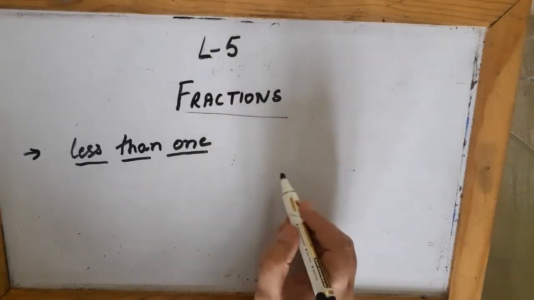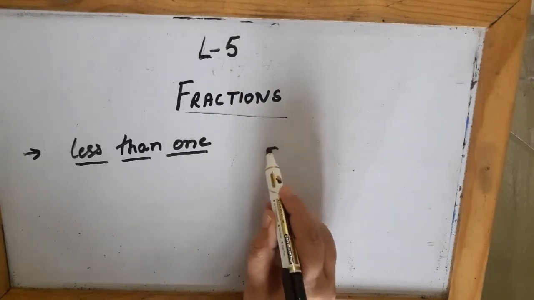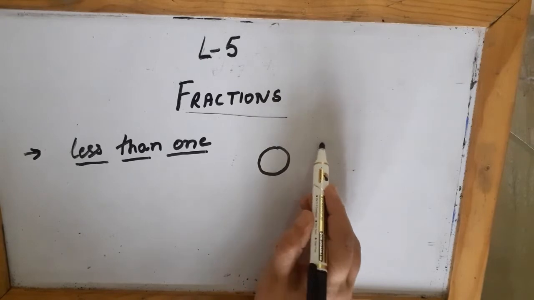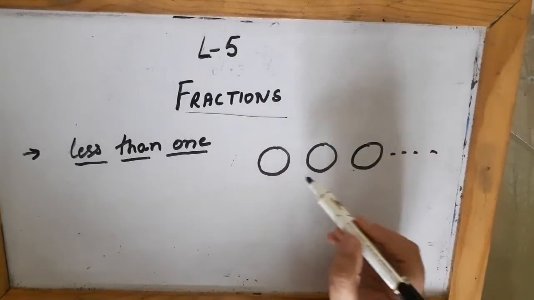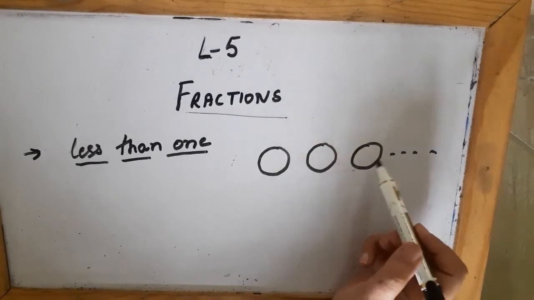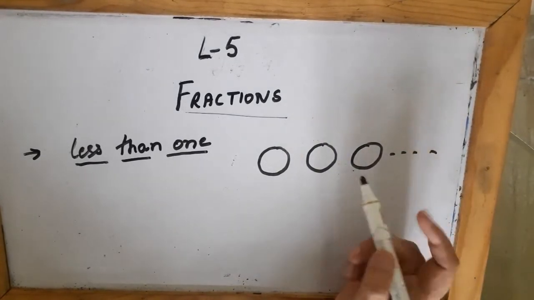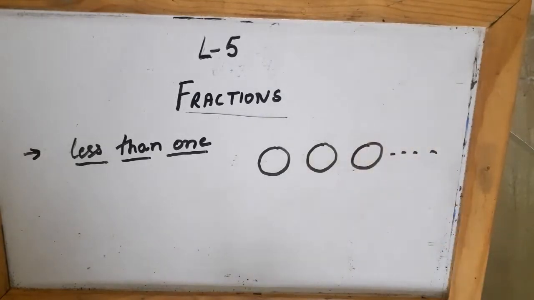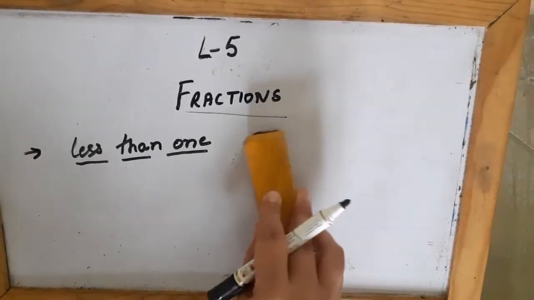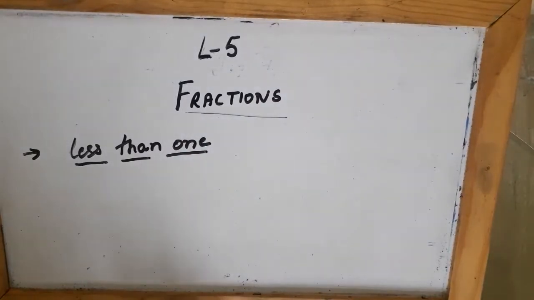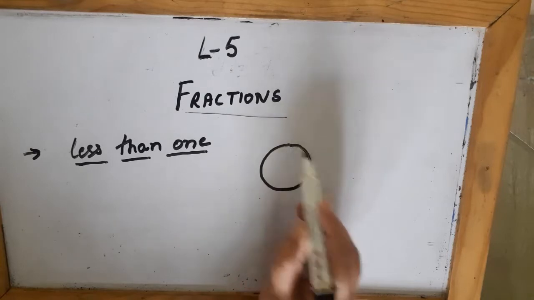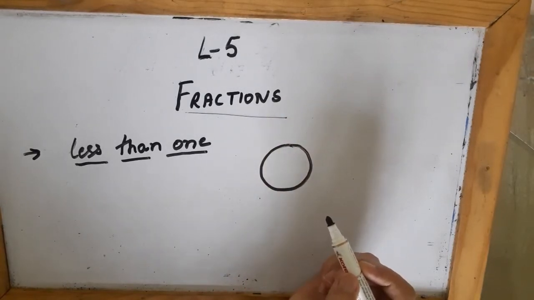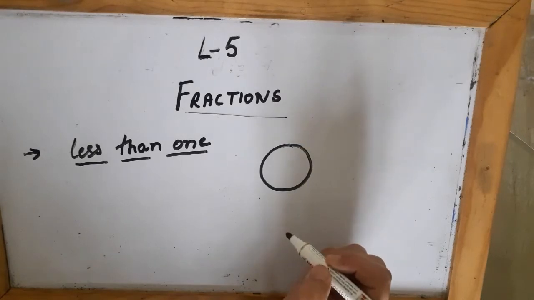So let me take one example. Suppose you have a cake, one cake, you have two cakes, you have three cakes, and so on. So you can count the number of cakes, 1, 2, 3, 4, 5, 6, and so on. But what about the way if you want to say something less than 1? Suppose you have only one cake, so how will you show a number that is less than 1?